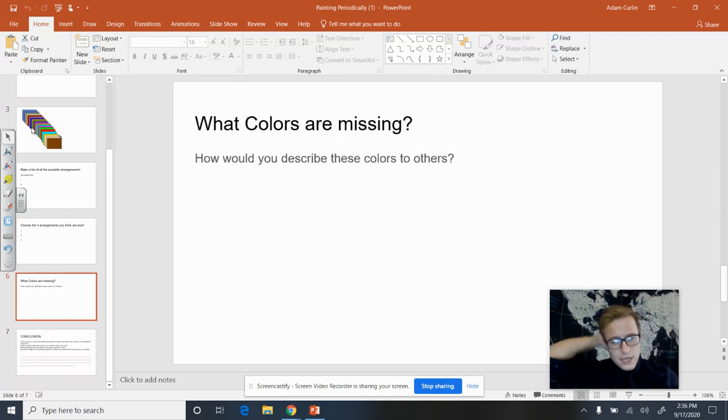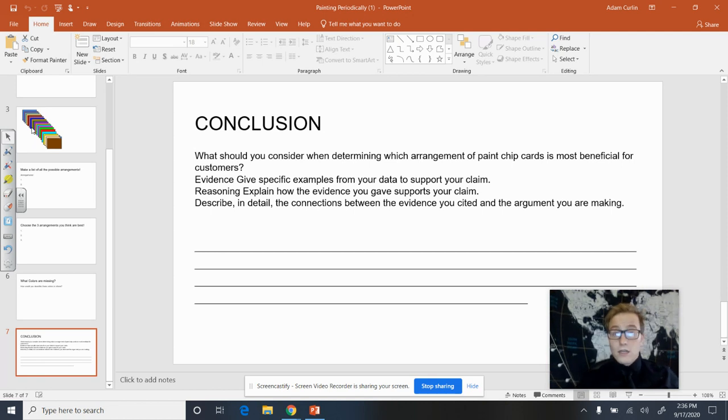And when they tell you what colors are missing, they can ask you, how do you describe these colors to others? And conclusion, what should you consider when determining which arrangement of paint chip cards or our boxes of colors is most beneficial for our customers? So for paint customers, which of their arrangements is best? Make sure you give examples from your data to support the claim. So all those arrangements you made. Reasoning, explain how the evidence you give supports the claim.